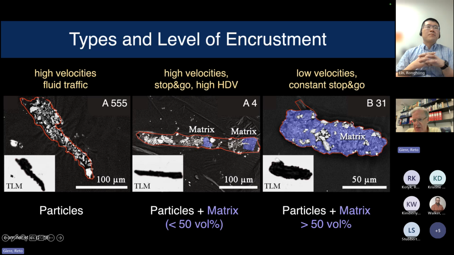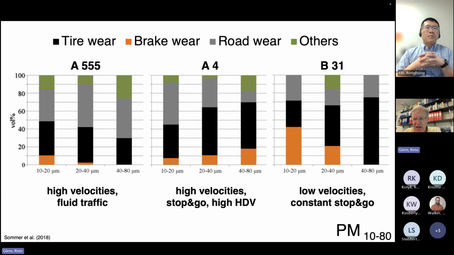And on the right-hand side, you have a city road where you have low velocities and constant stop and go with traffic jams. And you see here we have a much higher proportion of matrix and only a few particles on top on the surface that are literally glued into the surface. And so basically what that shows you is traffic patterns also influence what the actual tire particle looks like. We can become very quantitative and look at different particle size ranges.